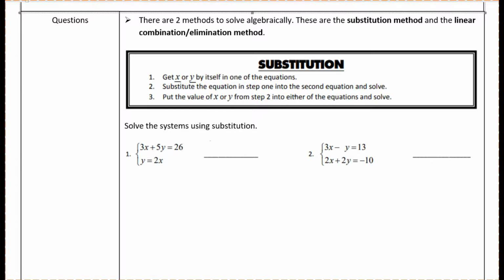Then once you get it by itself, you substitute it or plug it into the other equation and solve. Once you get a solution for x or y, you plug it into the other equation and solve for the other variable. So we're going to show you how this works.